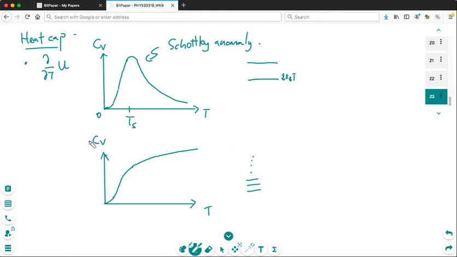Okay, so what is the message? The message is this: you measure heat capacity, you show me the heat capacity, I will be able to tell what is the energy spectrum of my system. Okay, this model is related to Einstein. It's Einstein's model for heat capacity.